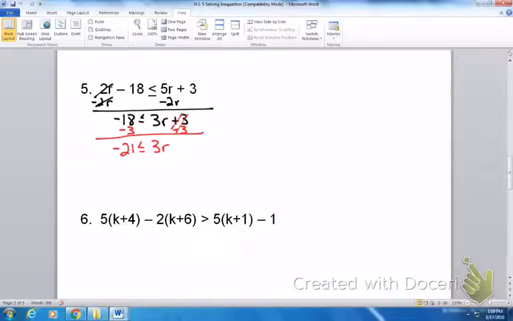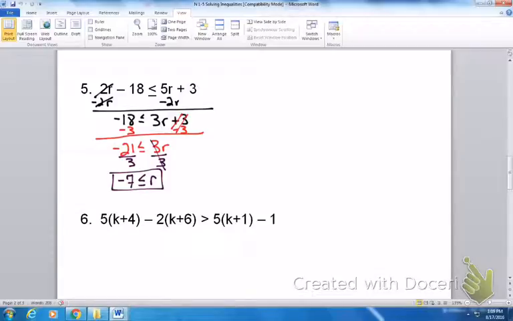So we're almost there. I mean, we've had a couple of steps, but the last step looks like it's going to be division. We've got to divide both sides by 3. Notice it's positive, so we don't have to flip anything. I'm going to have less than or equal to. I'm going to have r over here. Negative 21 divided by 3 is negative 7. So negative 7 is less than or equal to r.